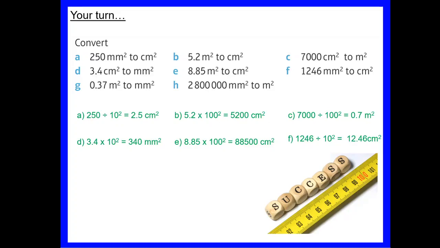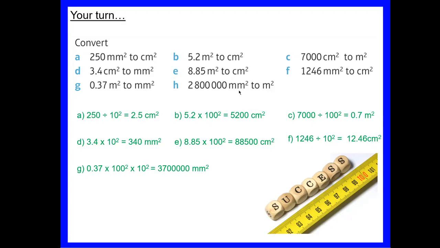Now our last two, the next one we're going from metres squared to millimetres, so again we need 2 steps. We need to go from metres to centimetres and centimetres to millimetres. So I've got 0.37 times 100 squared, that takes me to centimetres, then times 10 squared takes us from centimetres to millimetres. You can obviously do this in 2 separate steps if you want to, and that gives me 3,700,000 millimetres squared.